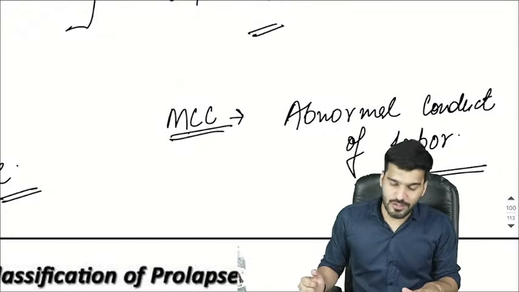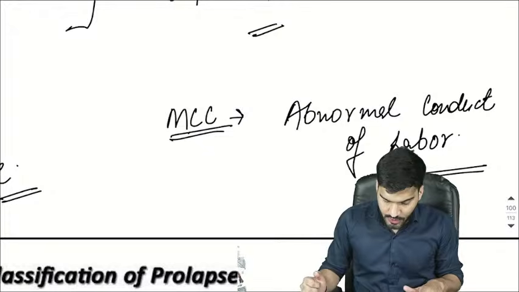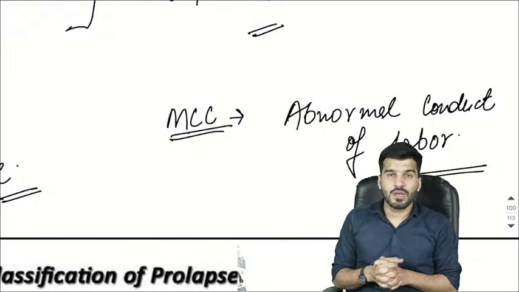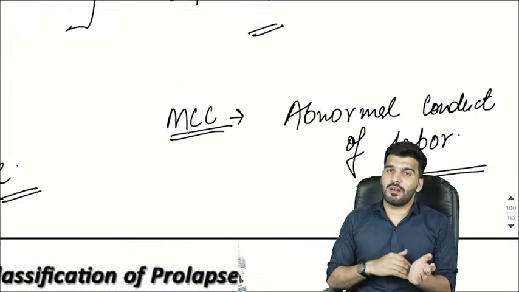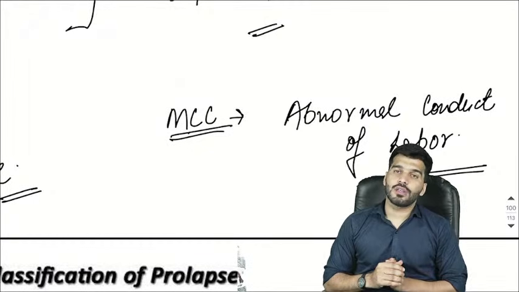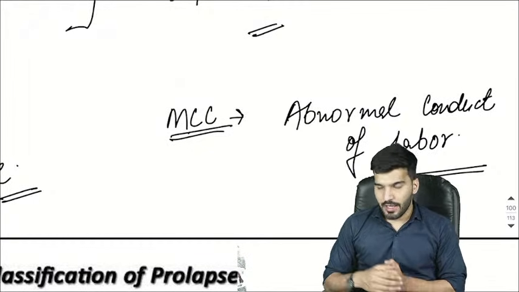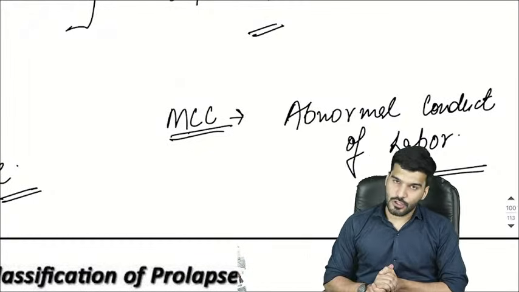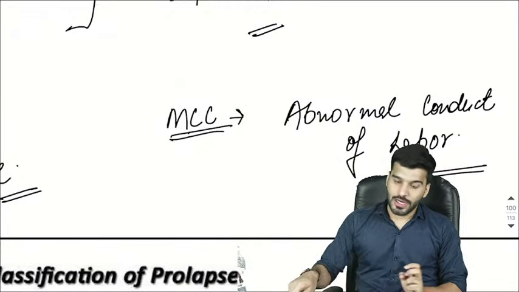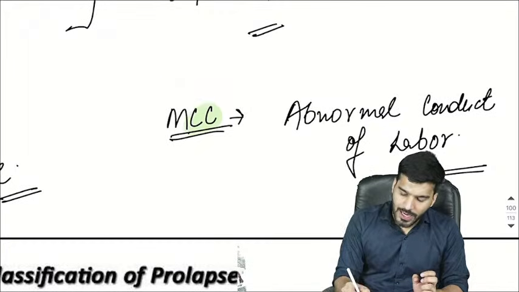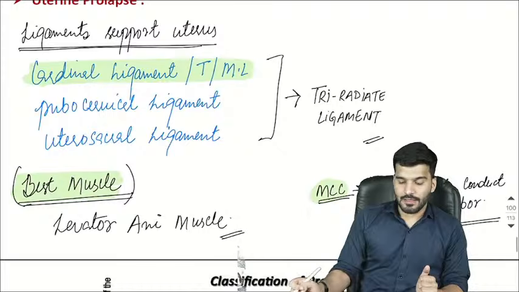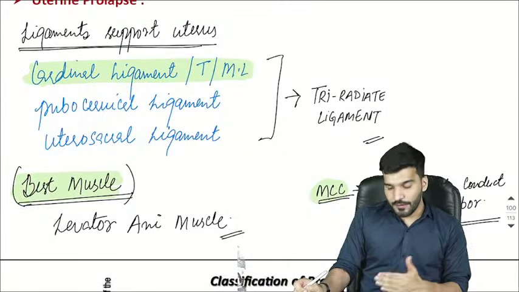If a patient has increased abdominal pressure, or some connective tissue disorder, or is post-menopausal, these can be other causes of uterine prolapse. Any pelvic floor dysfunction, or a lady who has had multiple vaginal deliveries, can also be causes. But the most common is abnormal conduct of labor.